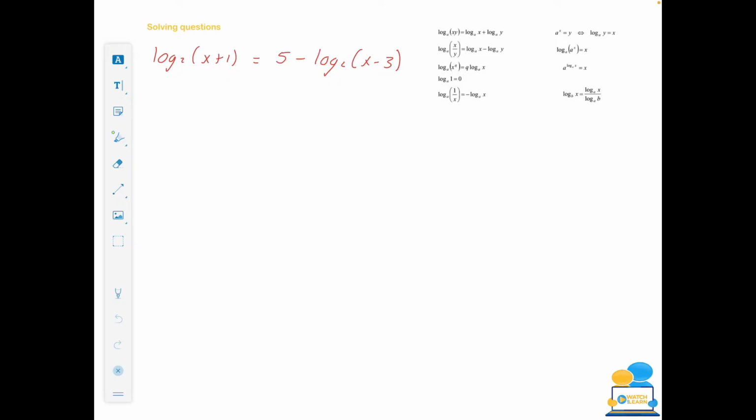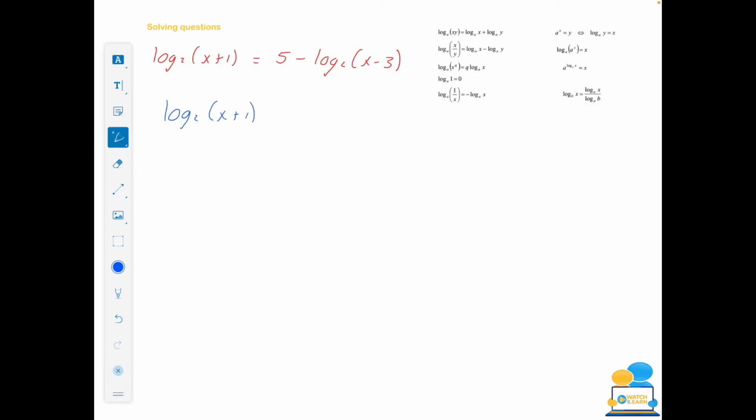So now we should have enough preparation done to solve a question using our log rules. This question would say something like solve for x. We're given log to base 2 of x plus 1 is equal to 5 minus log to base 2 of x minus 3. First thing, anytime we see a log question, we go to our formulas. All of these formulas deal with logs when they're on the same side. So basically we need to rearrange this. In general, if we have two logs, we want them on the same side of the equal sign to use our rules.